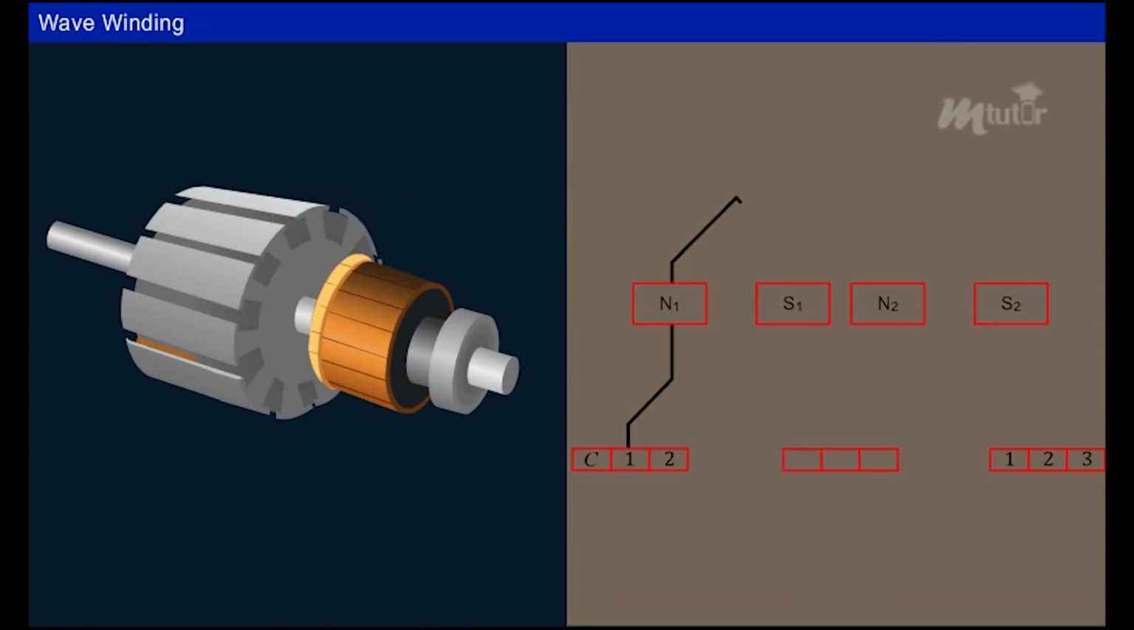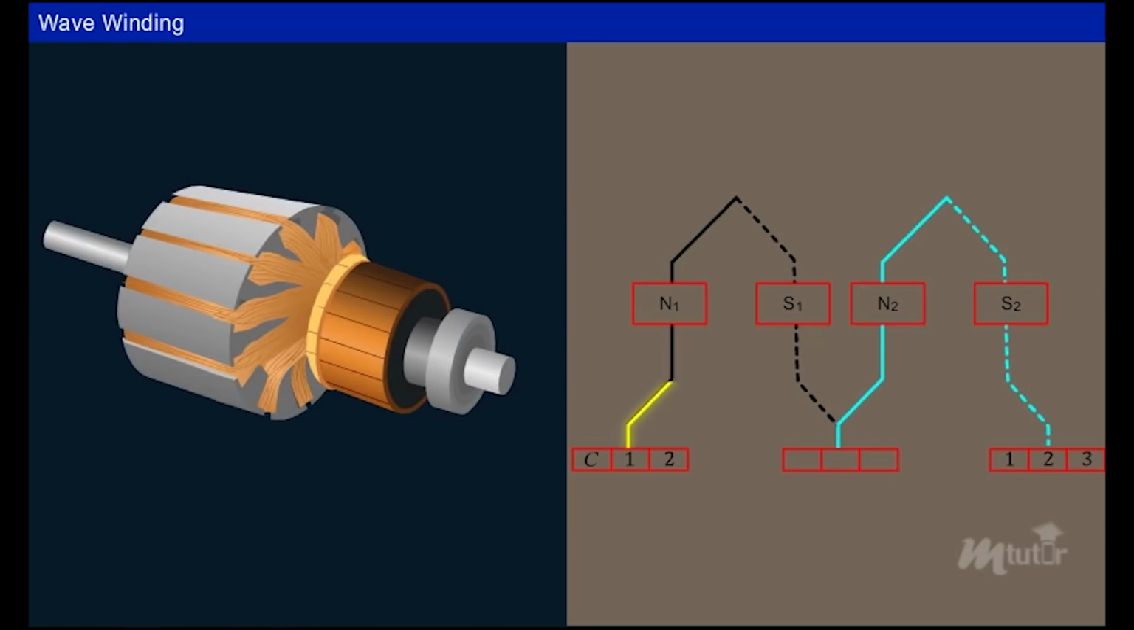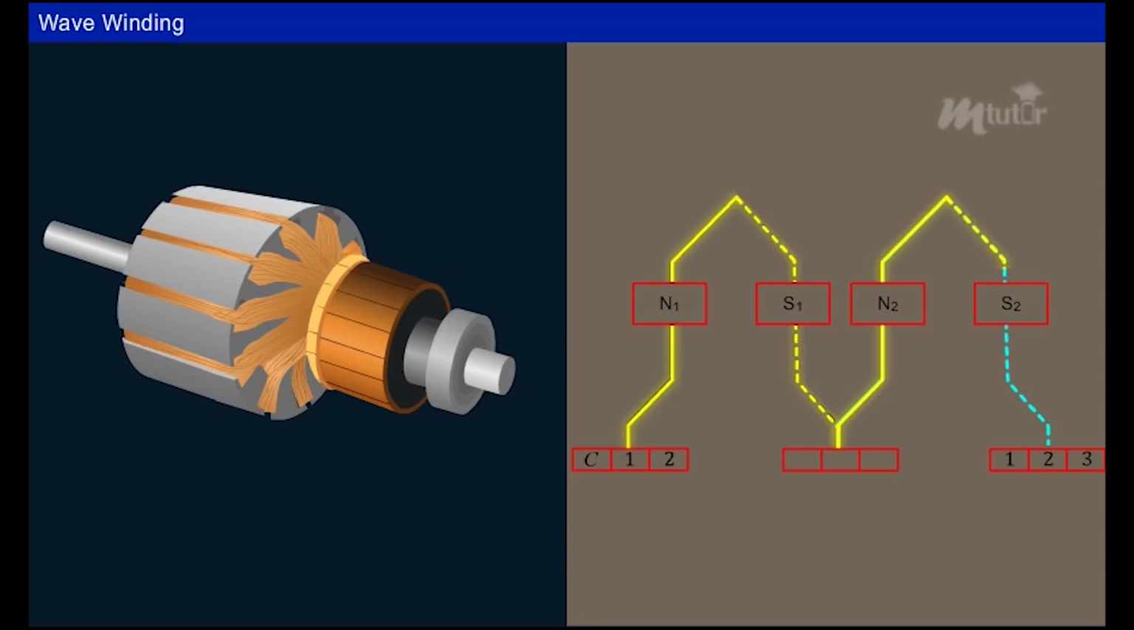In this type of winding, the completing end of a coil is connected to the starting end of another coil under a different pole pair, moving ahead, avoiding overlapping. This process continues for the remaining coils. The appearance of this coil winding resembles that of a wave, and hence the name wave winding.